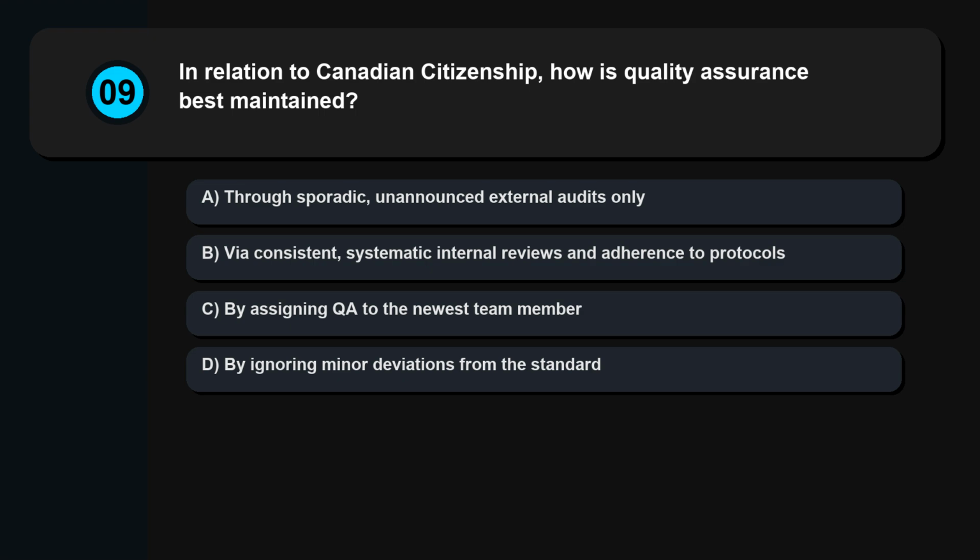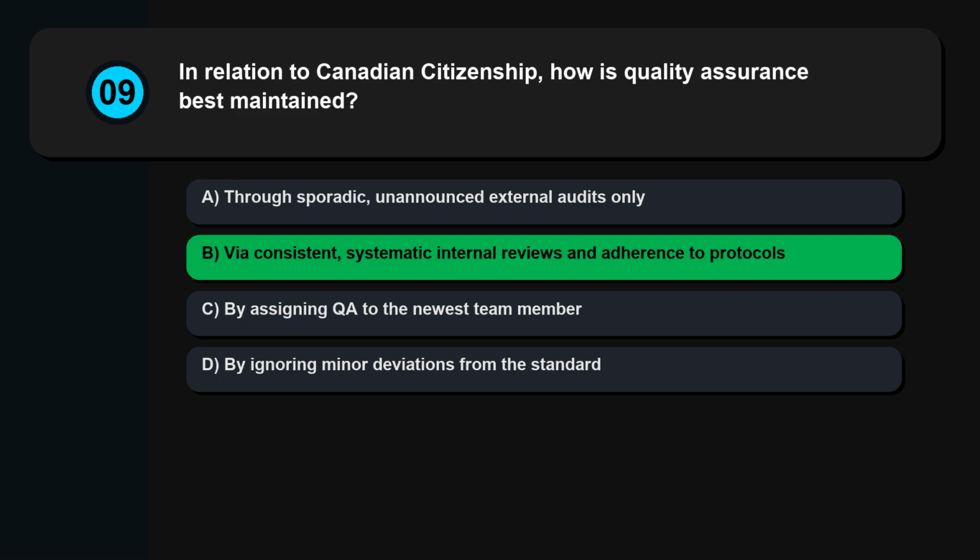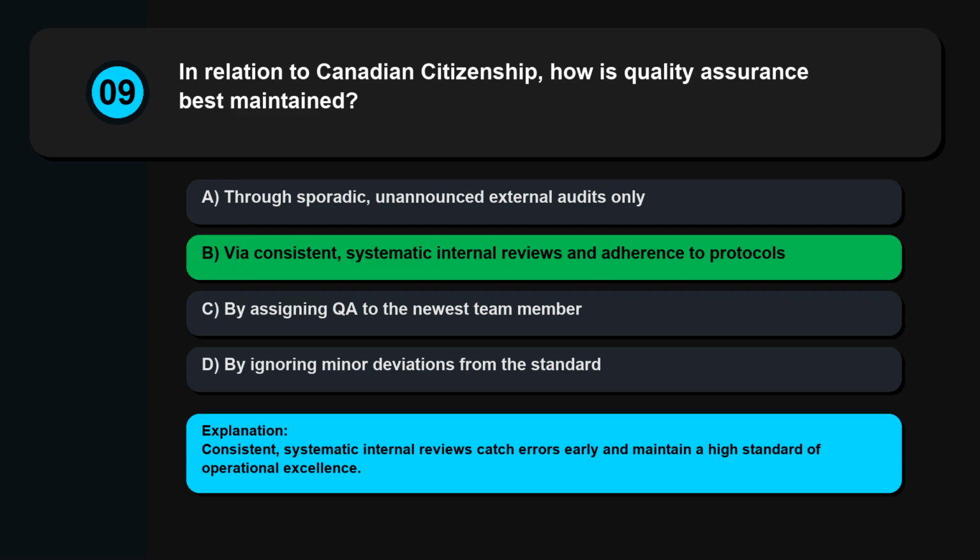Question 9. In relation to Canadian citizenship, how is quality assurance best maintained? Through sporadic, unannounced external audits only, via consistent, systematic internal reviews and adherence to protocols, by assigning QA to the newest team member, by ignoring minor deviations from the standard. Consistent, systematic internal reviews catch errors early and maintain a high standard of operational excellence.